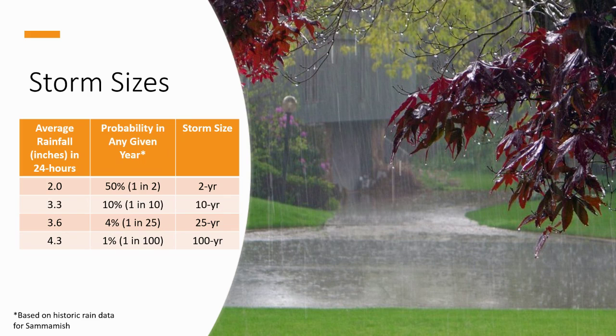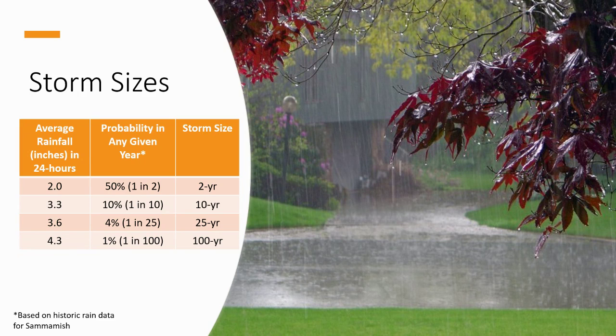Larger storms create more rain, and therefore more runoff, compared to smaller rain events. We talk about storms as inches of rain falling over a 24-hour period, and a likelihood of that happening. Climate scientists base the likelihood of happening on Washington's long-term rainfall data for specific geographic areas.